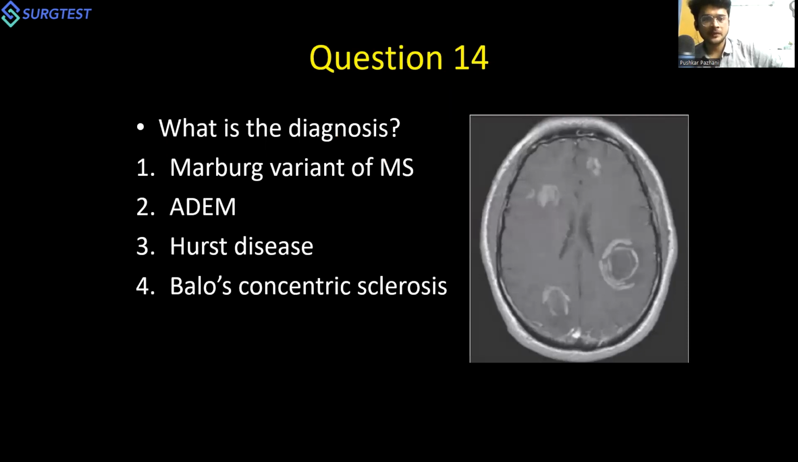So question number 14. What is the diagnosis? So this is the image. So let's open the poll. So this is an MRI brain. It is an axial view. It is a T1 weighted image, and it is also a post-gadolinium contrast image. Whenever you see a contrast, it's always T1 weighted. We look at contrast in T1 weighted images only. So here we can see alternating areas of hyperintensity and hypointensity and hyperintensity in multiple areas.